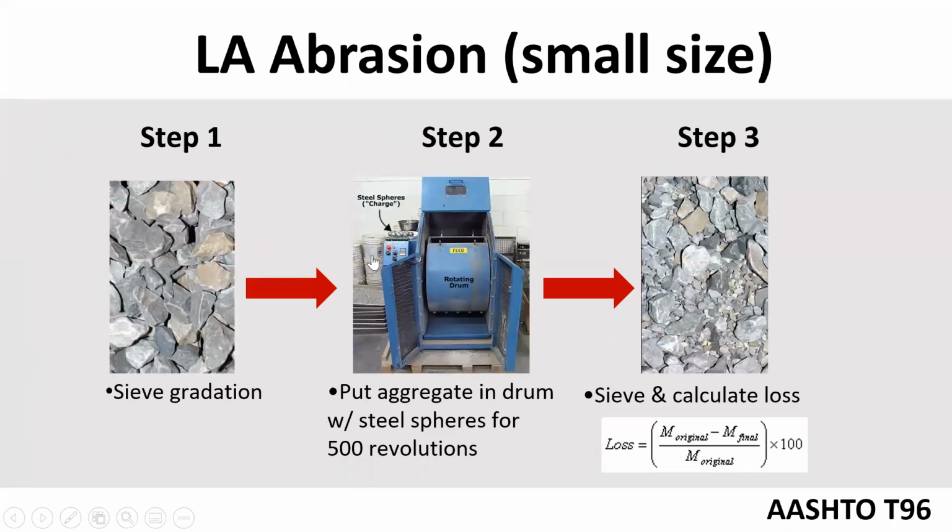So again, for illustrations, a known sieve size, you put it through this LA abrasion machine, and it comes out the other side after 500 revolutions with these steel spheres. And you're going to have a breakdown of gradation. And depending on how much it is, that tells you about your loss.